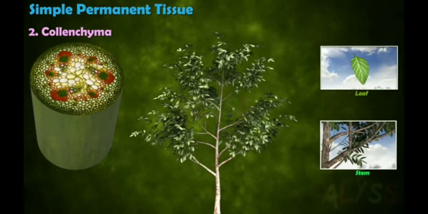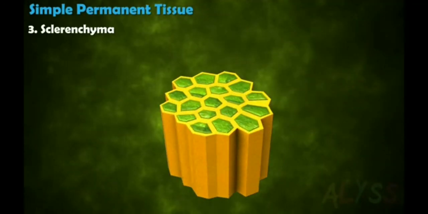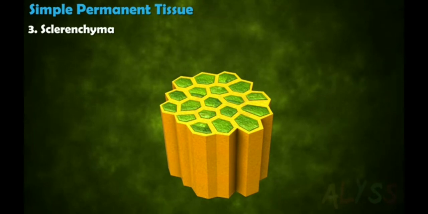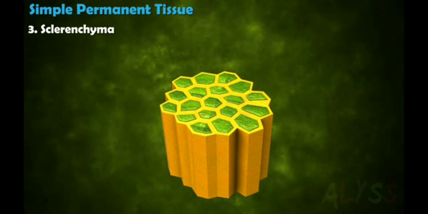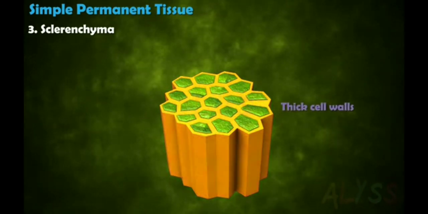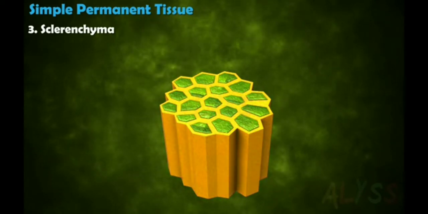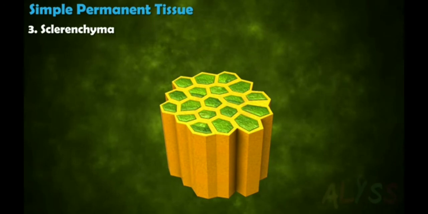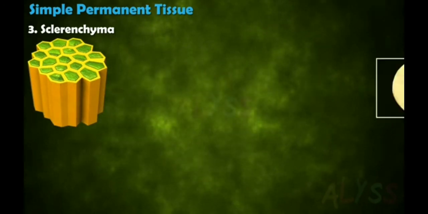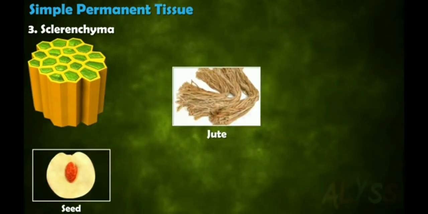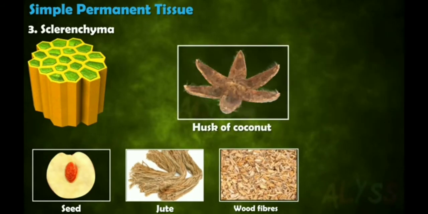The third one is sclerenchyma. These are dead cells with no protoplasm. They have thick cell walls and the cell lumen is lost. The main function is to provide mechanical support. They form the hard covering of seeds, for example jute, wood fibers and the husk of coconut.